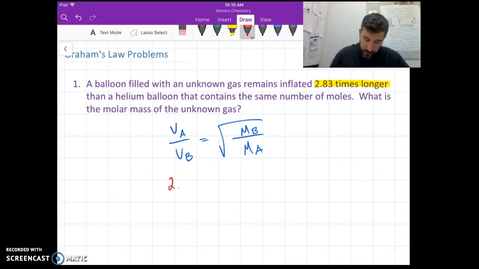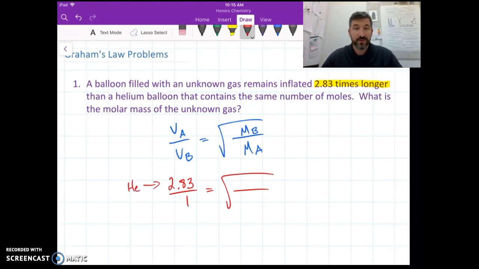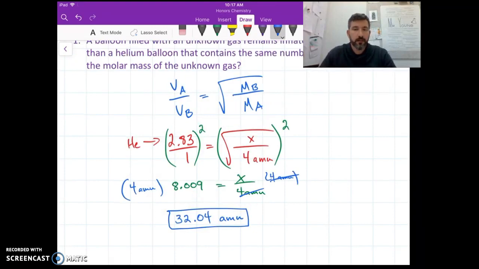So I'm going to say 2.83 over 1 is equal to the square root of the molar mass, and then because He is my relative velocity of helium, its mass, which is pretty much exactly 4 AMU, is going to go on the bottom, and we're going to solve for the molar mass of the unknown on top. And so there we have it. We just had to square both sides to get rid of the square root to solve for x, and then multiply both sides by 4 AMU, because that's in the denominator, and we should get about 32.04 AMU.